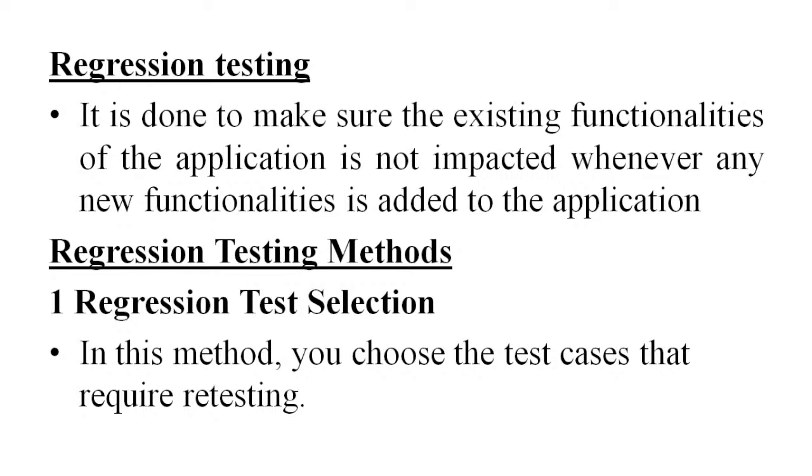In this method, you choose the test case that requires retesting. So we need to follow certain methods to perform regression testing. In order to perform regression testing, we need to follow some testing methods. The first one is regression test selection. What is regression test selection? In this method, we choose the test cases that require retesting. We need to choose certain test cases because we don't need to test the entire suite. We need to test only certain test cases.